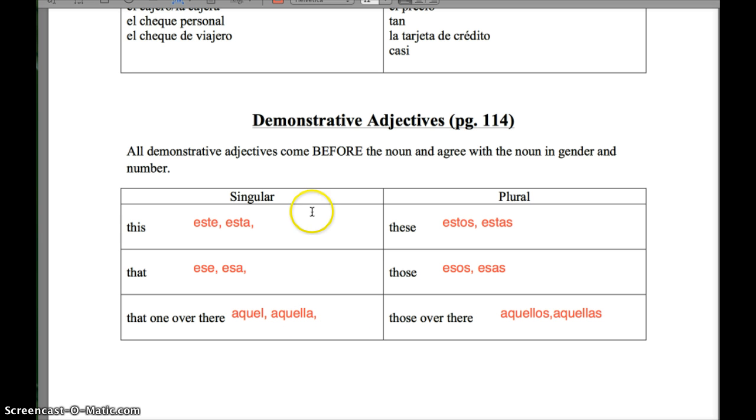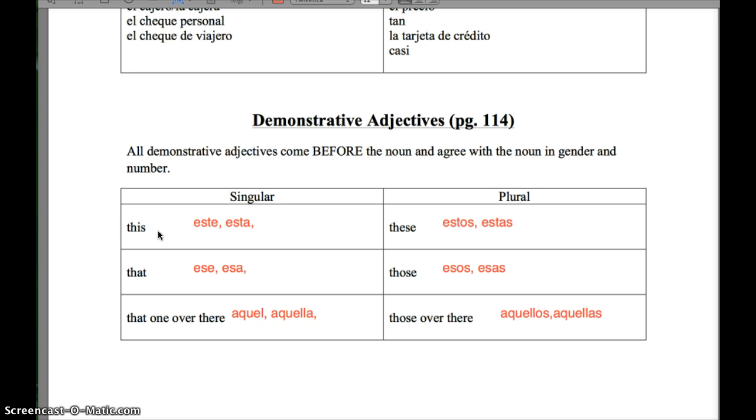So demonstrative adjectives are a way of saying, like, this is the specific one I'm talking about. So indicating which one it is, which makes sense, right? Because it's demonstrating which one you're talking about. Demonstrative. So this is este and esta, and these are estos and estas, okay? And these are the plural of this, right?